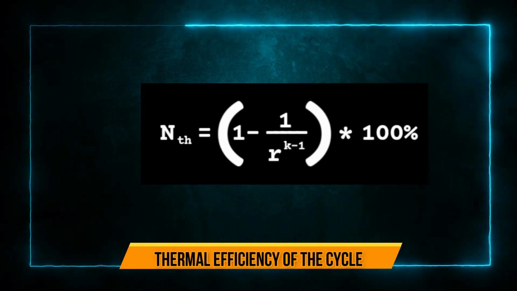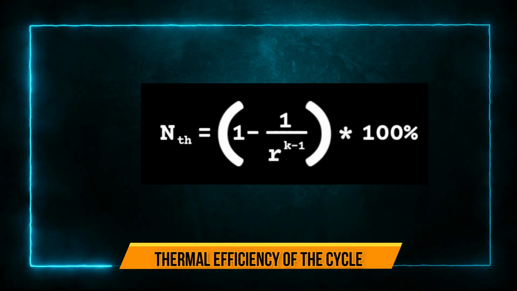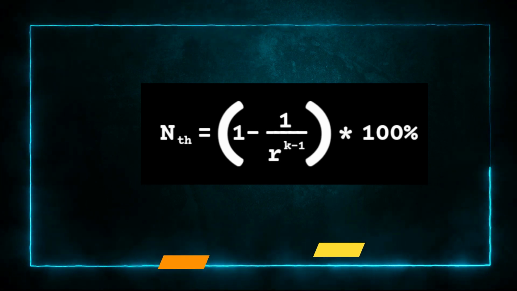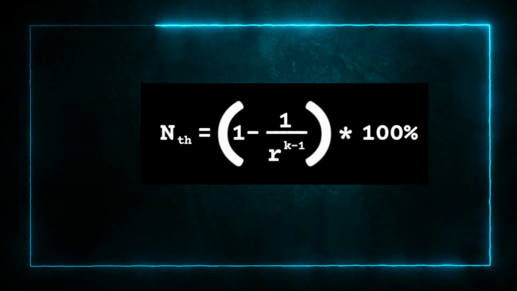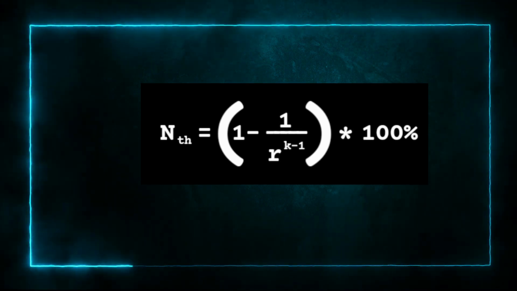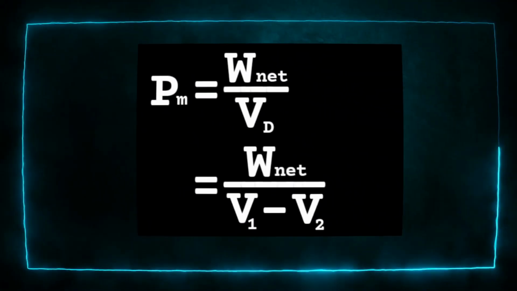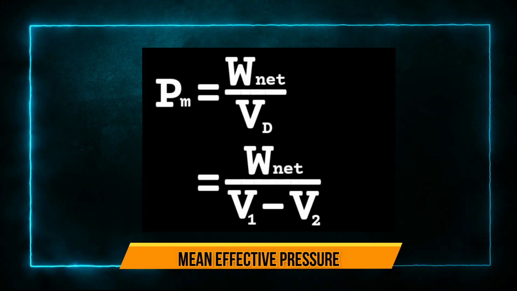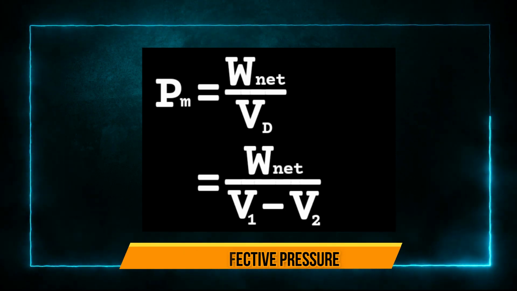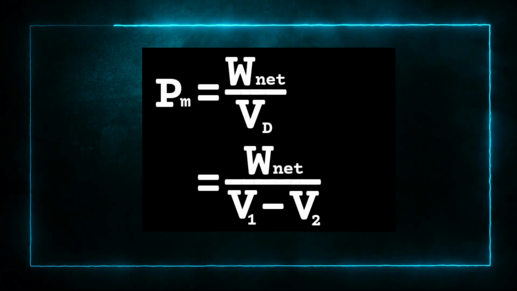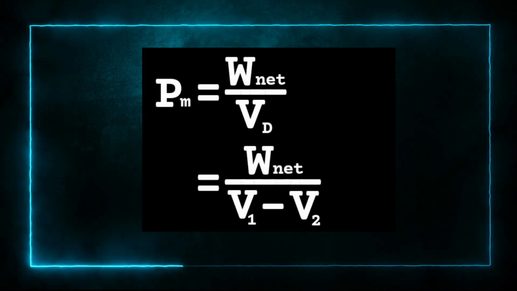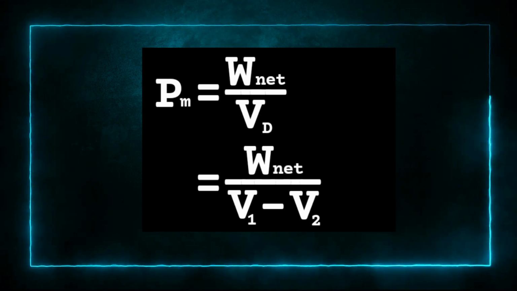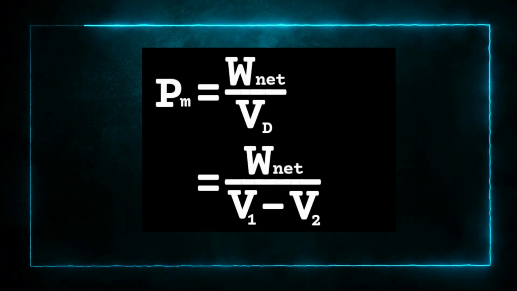Efficiency of the cycle, we have eta equals 1 minus 1 over r raised to the k minus 1, times 100. In mean effective pressure, we have the derived formula Pm equals W net over Vd, equals W net over V1 minus V2.